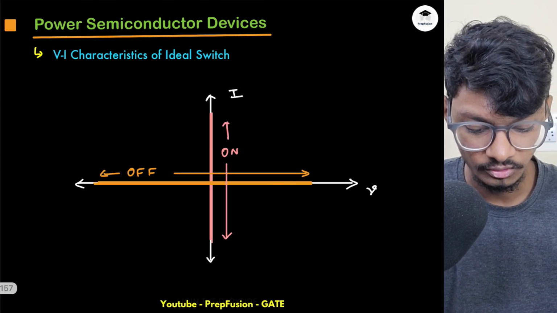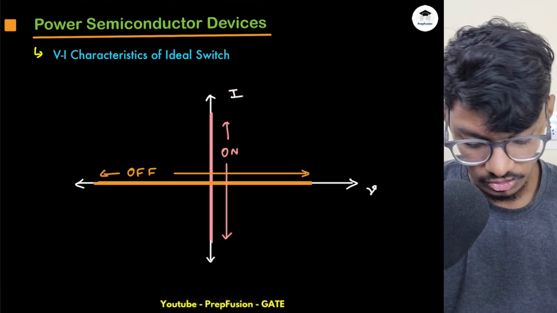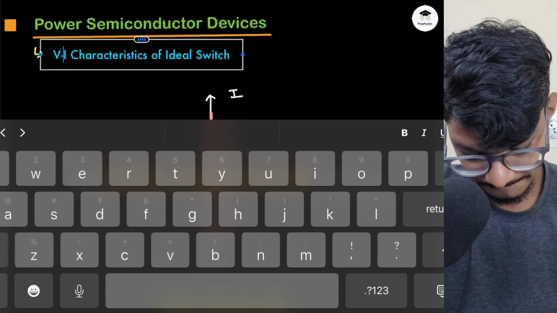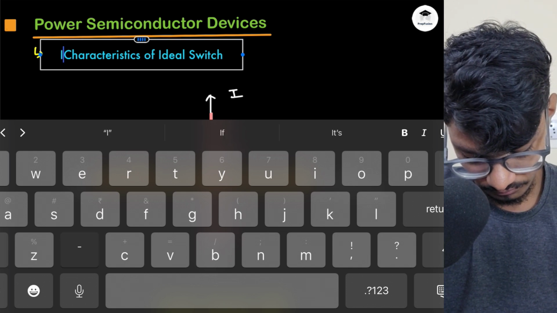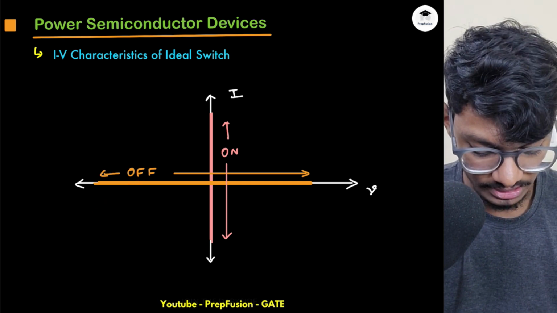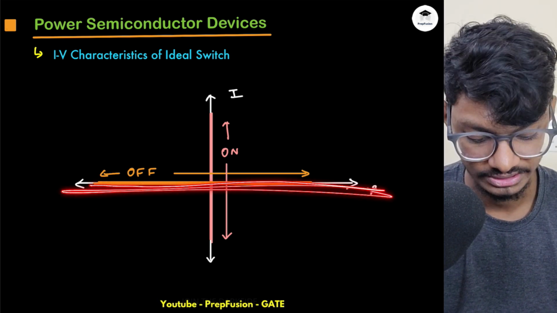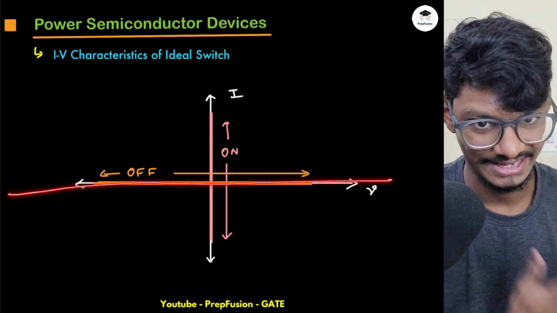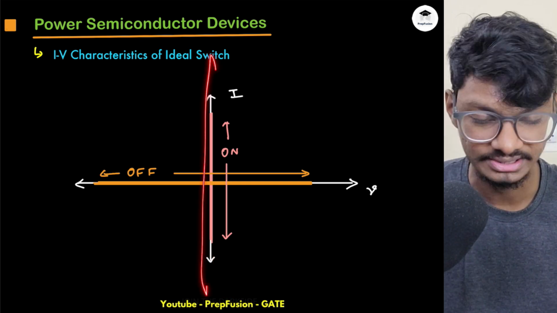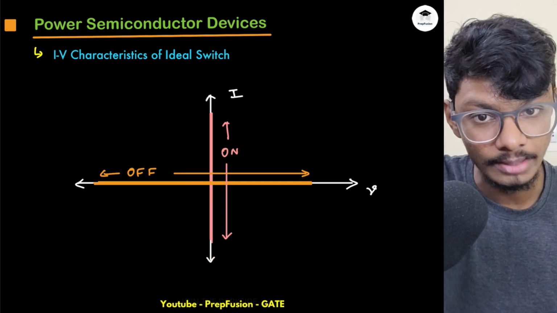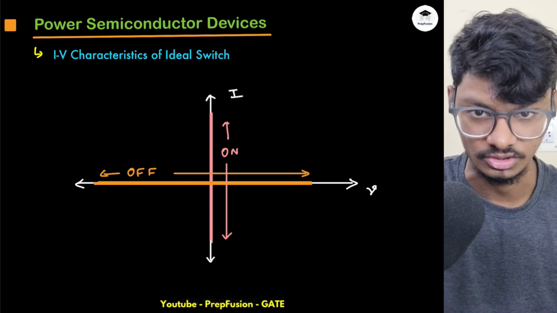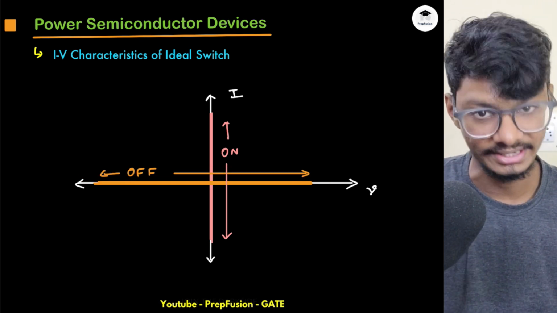If I want to draw the VI characteristics, or I can say IV characteristics, of an ideal switch, it will look something like this. If my voltage lies anywhere and current is 0, this is basically the x-axis. If I'm lying on the x-axis, then the switch is off. If I'm lying on the y-axis, then the switch is on, because on the y-axis the voltage is 0, but I can be any value, from minus infinity to plus infinity. So this is on and this is off. But practically this is not possible.